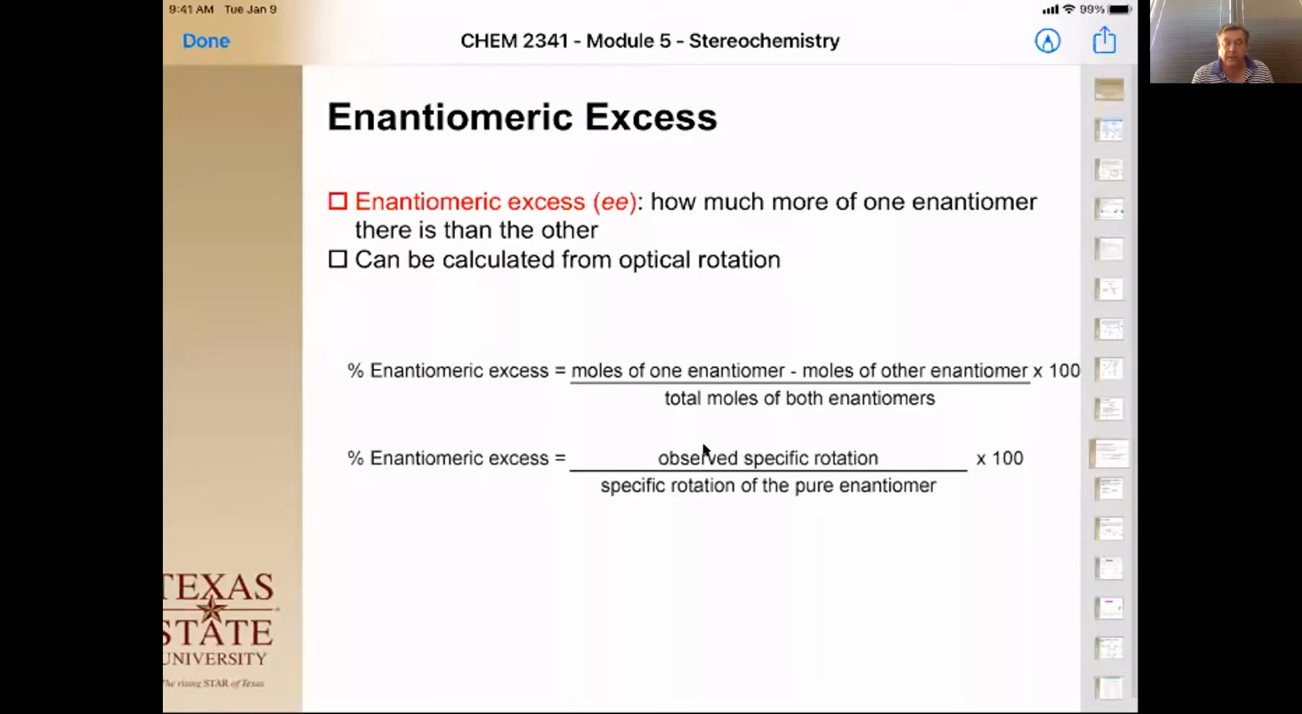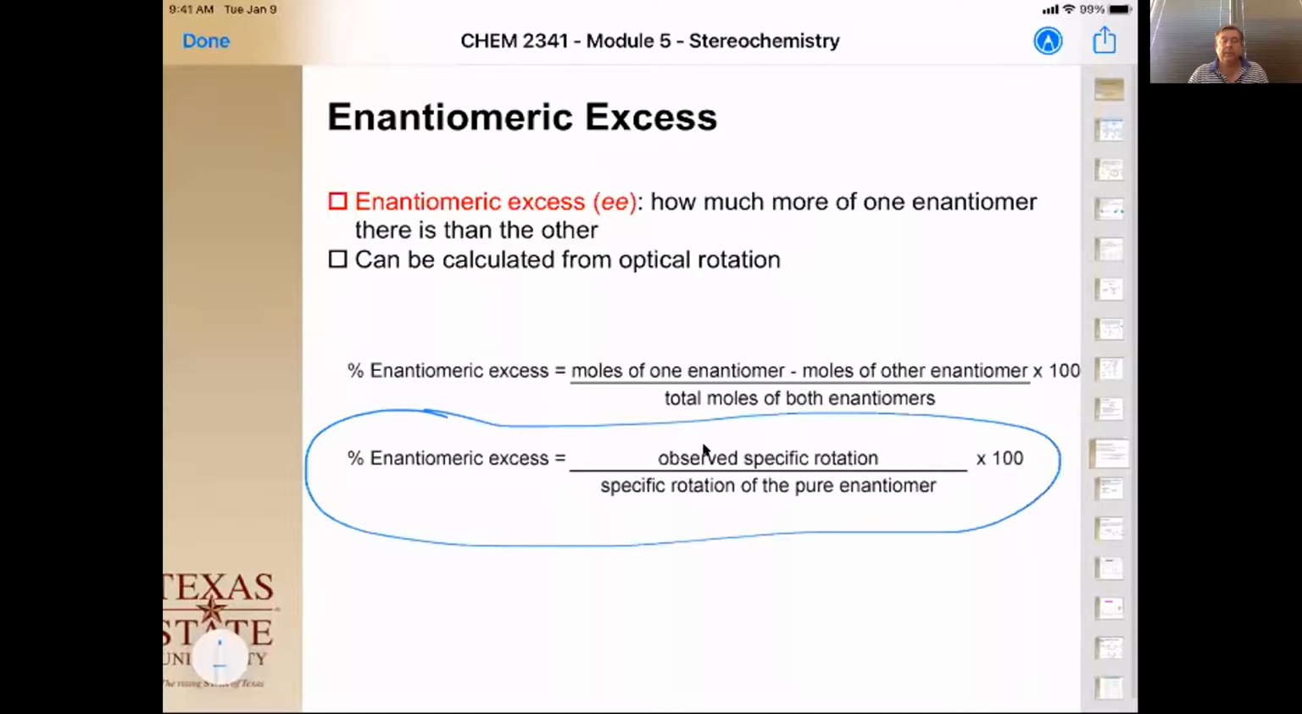So if we look at this first equation here, it's probably one of the few times we're going to use a calculator in organic chemistry. We have our observed optical rotation divided by our specific optical rotation of the pure enantiomer times 100. So it's in a percentage here. So what does that look like?